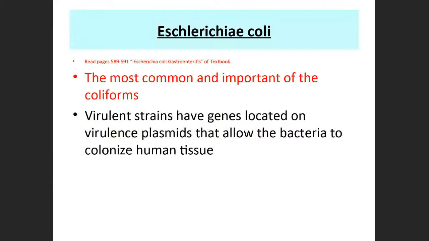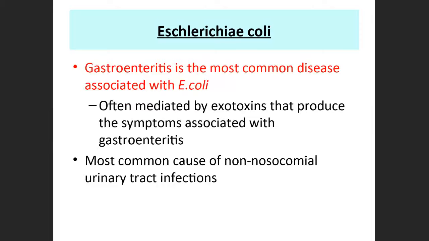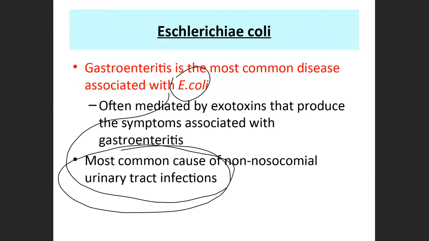And E. coli, let's see, that's a normal flora of the human colon, an animal colon. It may cause gastroenteritis. Typically it is due to some exotoxin that causes the gastroenteritis. It's a very common cause of UTIs, both non-nosocomial and nosocomial for that matter. So E. coli is the most common cause of urinary tract infections.